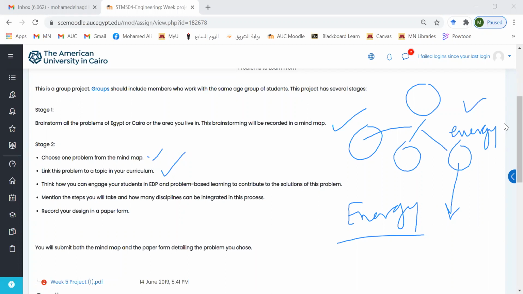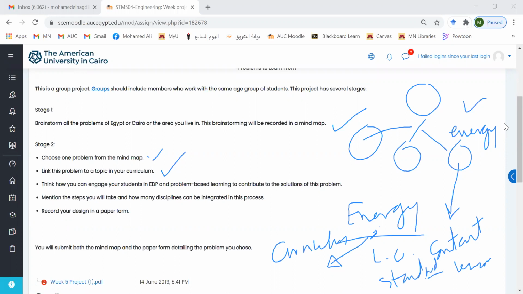So now we need to look at our curriculum: science, math, English, whatever, and see if there is any link in the curriculum to that topic. I mean, a link like a learning outcome, content, a lesson, a unit, a standard. It will differ according to what subject you teach and what system you are teaching in. So if you are teaching in a British system, you'll find a standard in science about energy. If you are teaching in a national system, you'll find a lesson or a topic in your curriculum about energy.